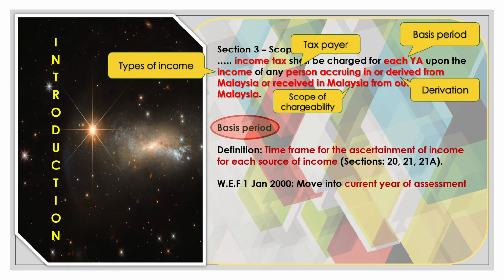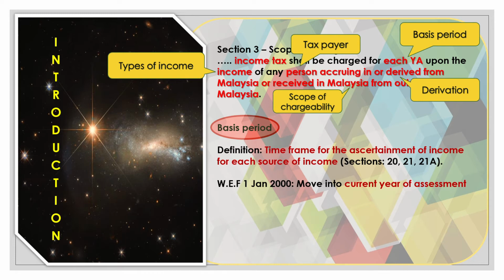What is the definition of basis period? Basis period refers to the time frame in order to ascertain the income or the source of income. So for instance, with employment income, we know that every month you receive your employment income. So we want to know, for instance, for year of assessment 2019, for which period the employment income will be taxed, from what date to a particular date.